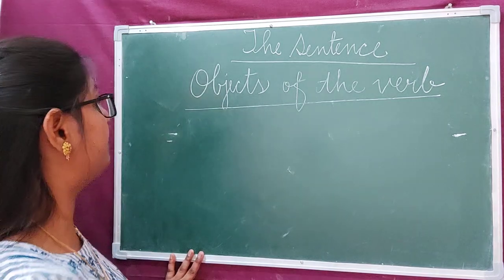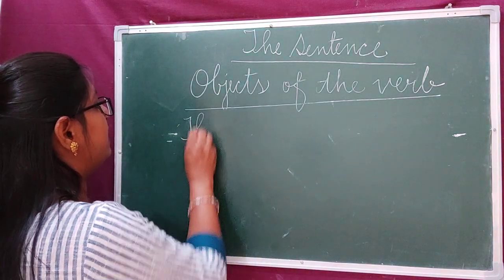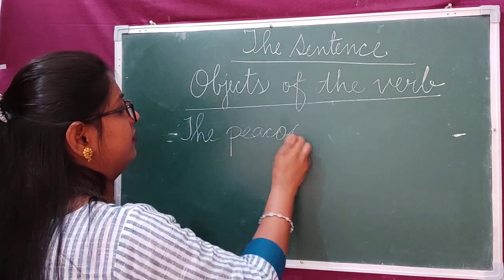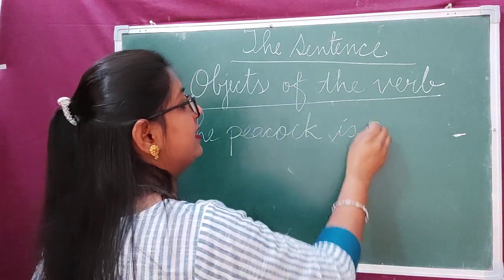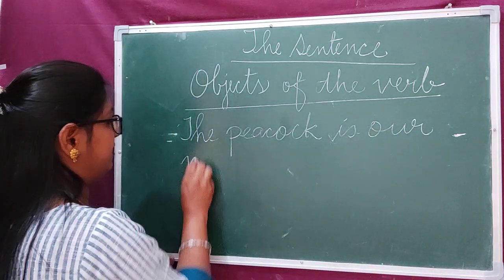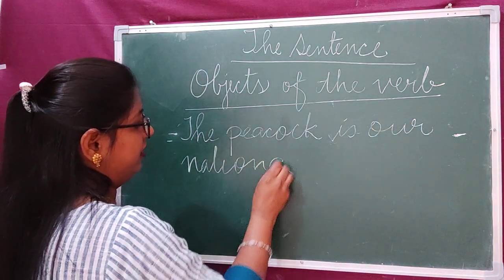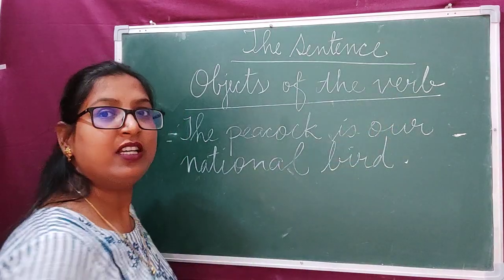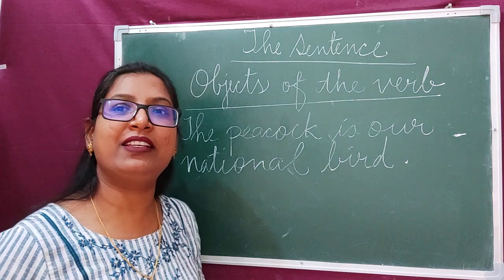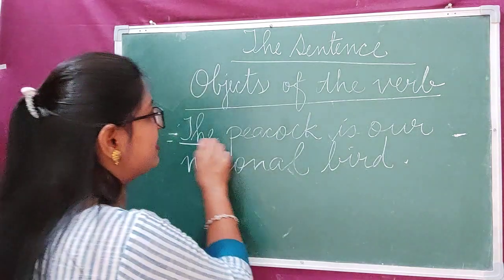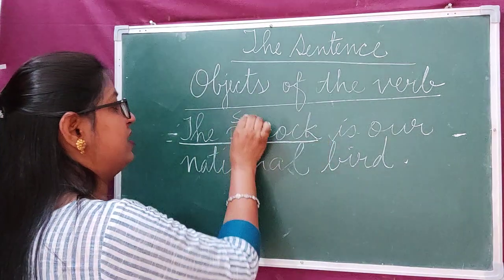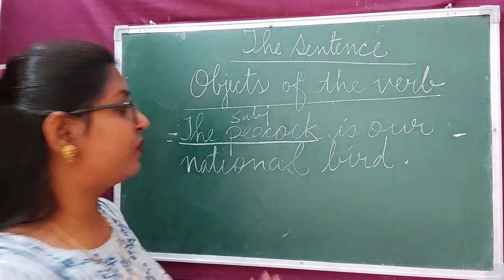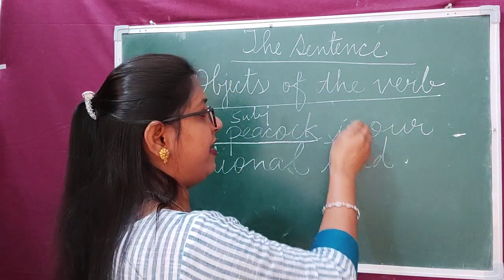If I write here on the board, the peacock is our national bird. Got it? What is the subject, dear children, in this sentence? The subject is the peacock. Second thing to find out, what is the verb in this sentence? The verb is.